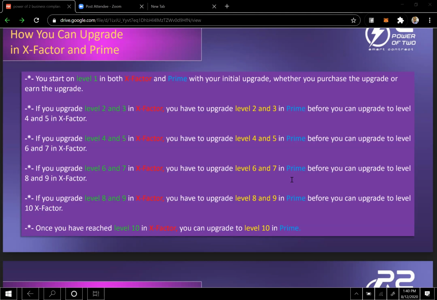So the first level, then the rest is up to you. If you want to activate more slots in X Factor, guess what? You've got to activate slots in Prime too. But X Factor always gives you the ability to upgrade first before you can upgrade the Prime. And then again, the automation is only on the first level into the second level once, and after that everything is manual, correct? Correct. Okay, so that's important to know as well.